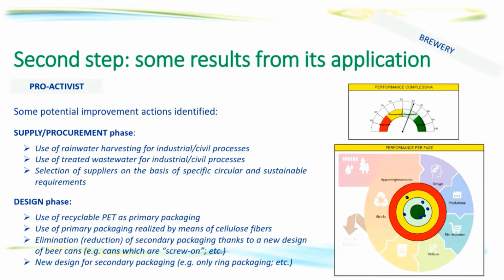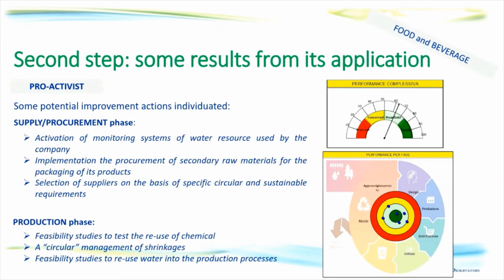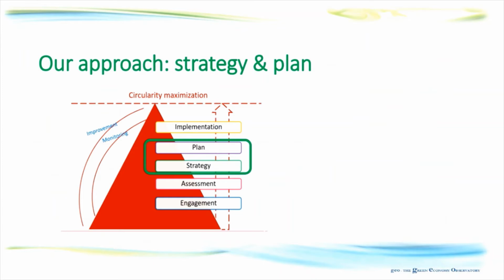So each indicator is supported by some ideas to improve it. We give the ideas together with the outcome of the exercise. Then we pass to the plan and strategy phase. It means that on the basis of your weak points and your strong points too, obviously, we suggest action. We take the company by the hand and we try to help with the idea generation and the plan to improve your level of circularity.